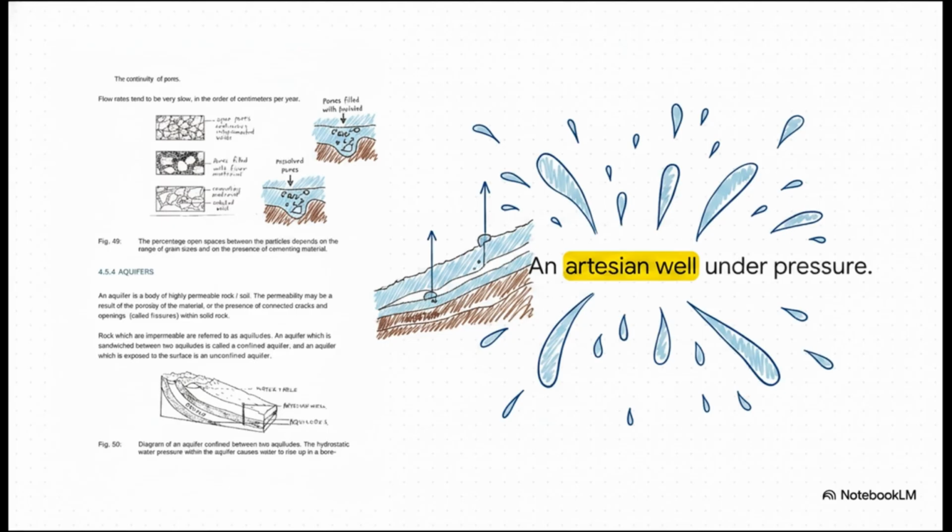Now, if we drill a borehole down into that confined aquifer, and our drill site happens to be geographically lower than the highest pressure point, well, something pretty amazing happens. The water flows up and out naturally, entirely on its own, without us needing a single pump. That is the magic of an artesian well.